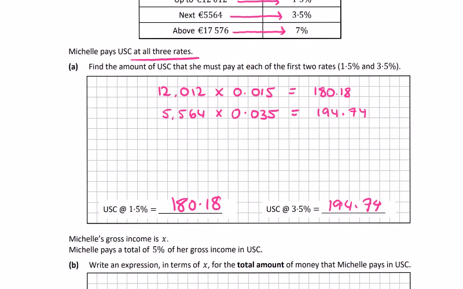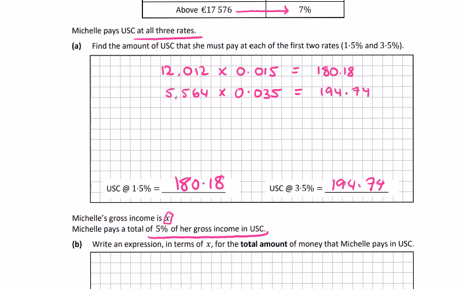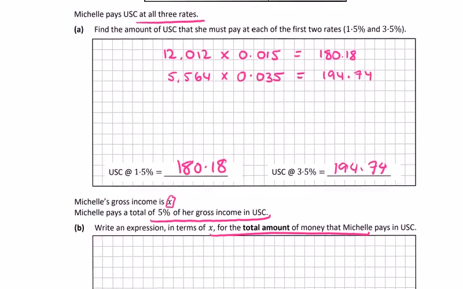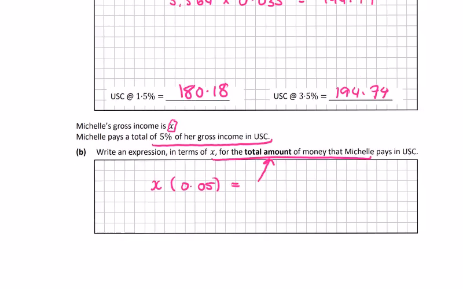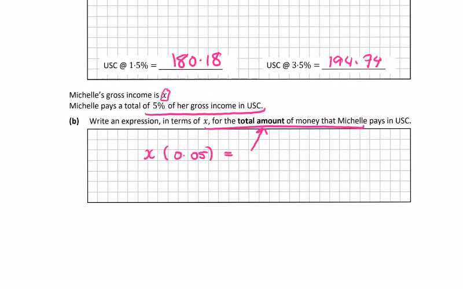Michelle's gross income is x, so we don't know her income. She pays a total of 5% of her gross income in USC. Write an expression in x for the total amount of money that she pays in USC. So x is her gross income, so x multiplied by 0.05 is equal to this total amount of tax that she pays in USC. So we don't know what it is yet.